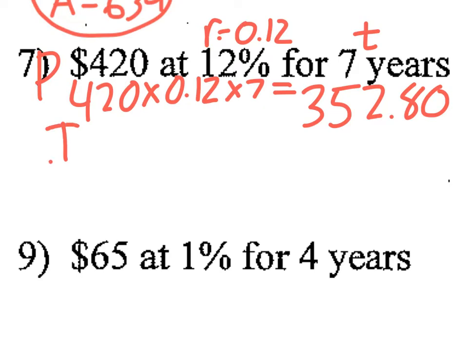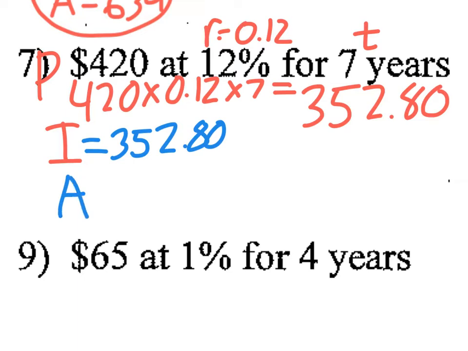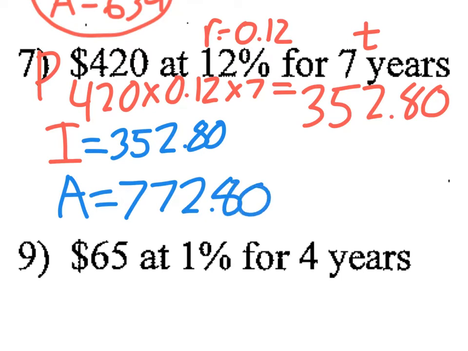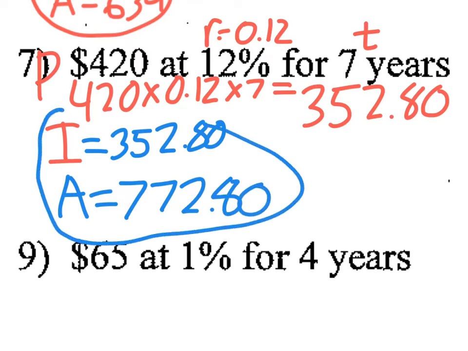So our interest, I'm going to change colors again, is going to be the 352.80. But if we want to know the total amount of the loan, A, we've got to put the $420 and the $352.80 together for our total. So the total amount of the loan would be $772.80. So again, those are the two answers that we're looking for.